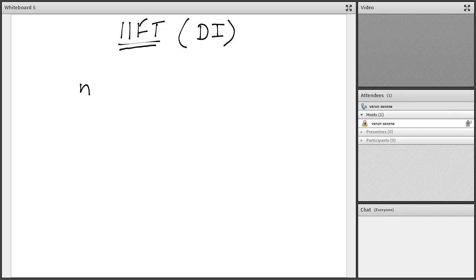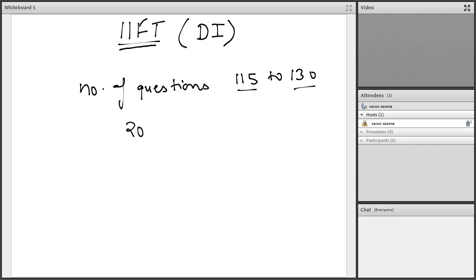If we look at the past 3 year trends, the number of questions may vary from 115 to 130. Out of these questions, around 20 questions are from DI. But DI plays a major role in IIFT.